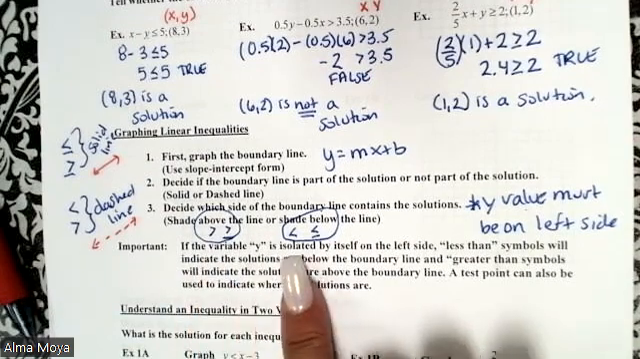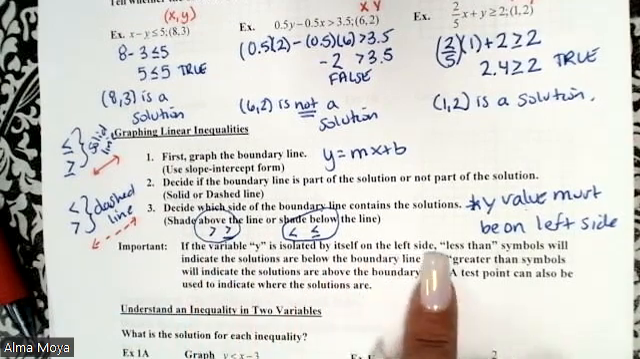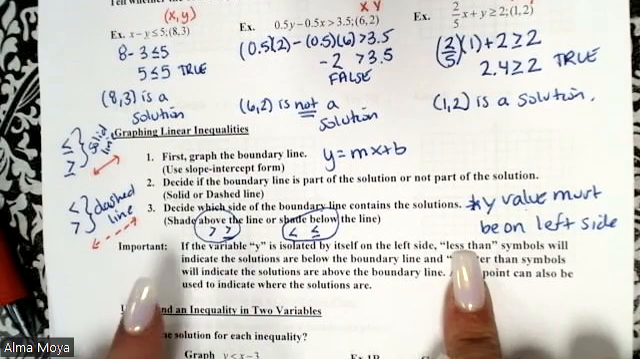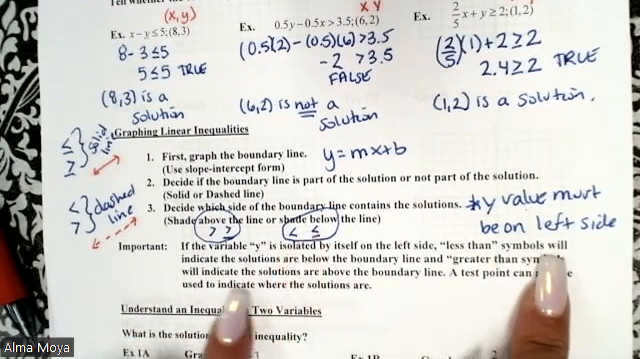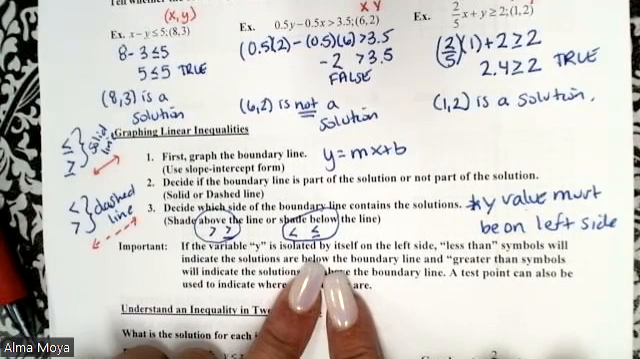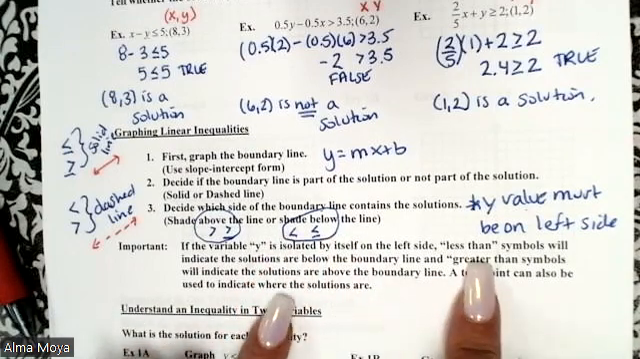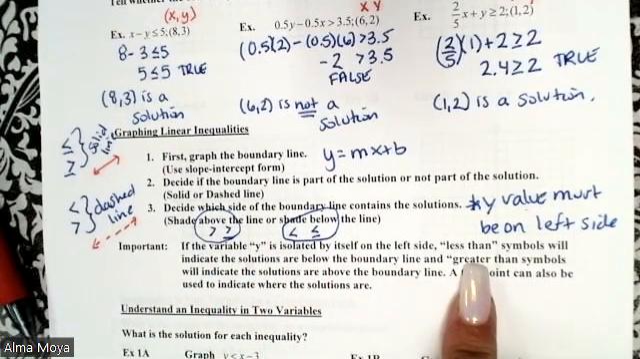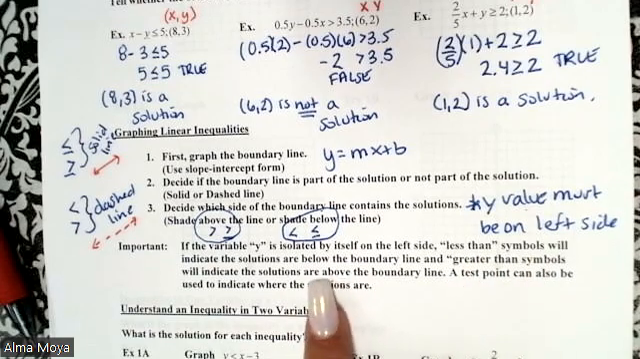So if the variable y is isolated by itself on the left side, less than symbol indicates that you shade below. Remember, less than means down. Greater than means shade up. You shade above the line.